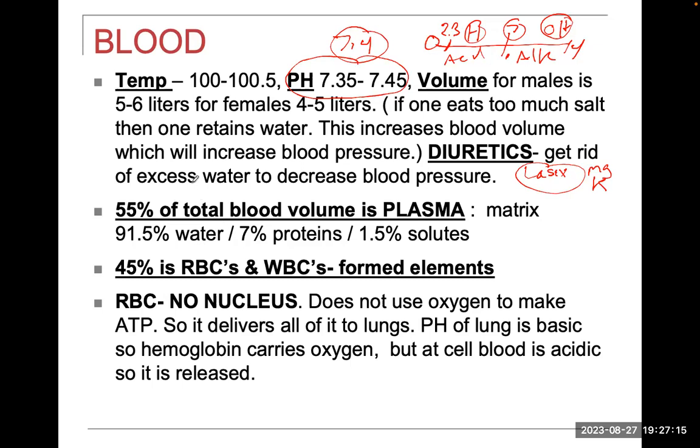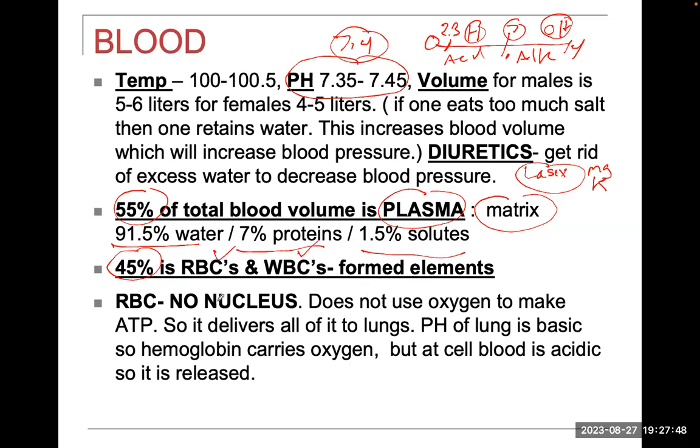When we look at blood, blood is connective tissue. Remember, connective tissue, you have cells and you have matrix. So 55% of the blood volume is plasma, and the plasma is matrix. What makes up the matrix? We have 91.5% water, 7% protein, and 1.5% solutes. The other 45% are the cells. Those are the formed elements, the red blood cells and the white blood cells.